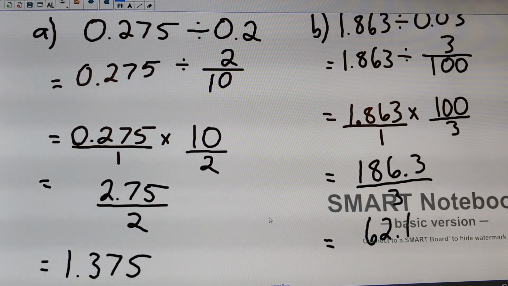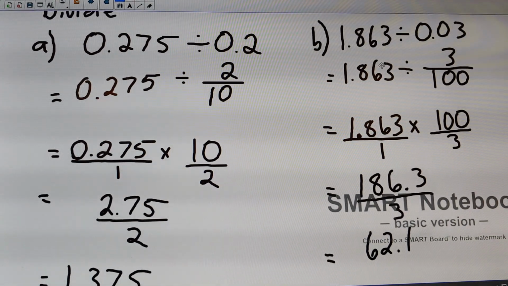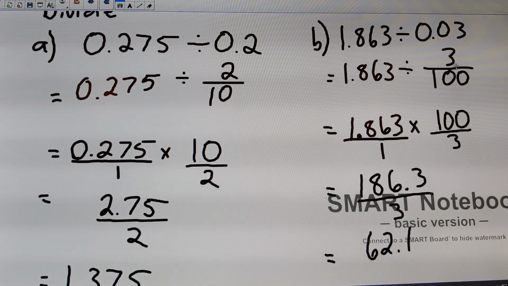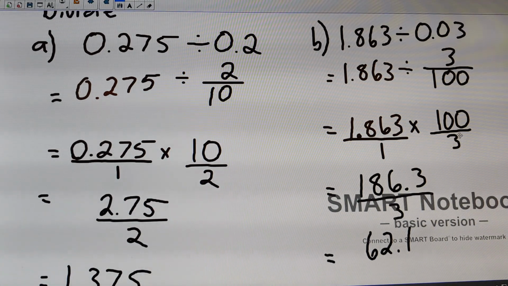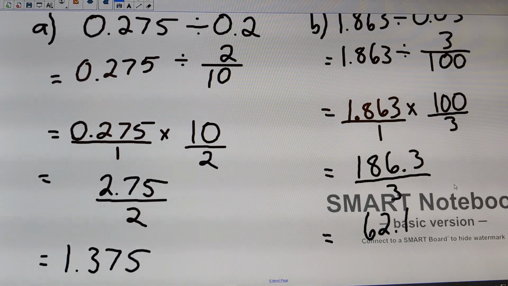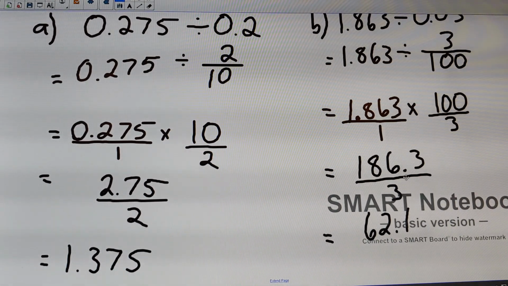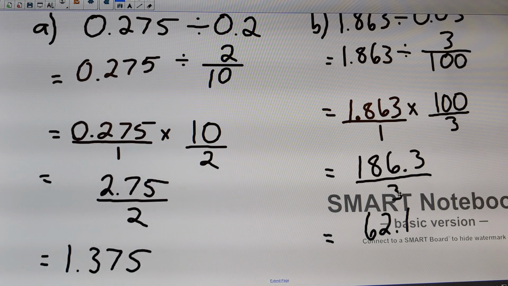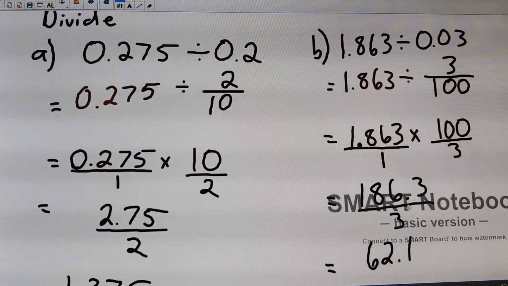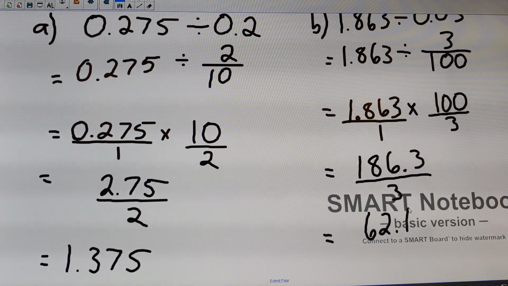Okay. Over to B, 1.863. We talked about how to put this in a fraction. Take the reciprocal of this, so we flip it. So it's now 100 over 3. This gets multiplied by 100, so decimal goes once, twice, so 186.3. So 186.3 over 3 gives us 62 over 1. Okay. And this was just division, 186.3 divided by 3.